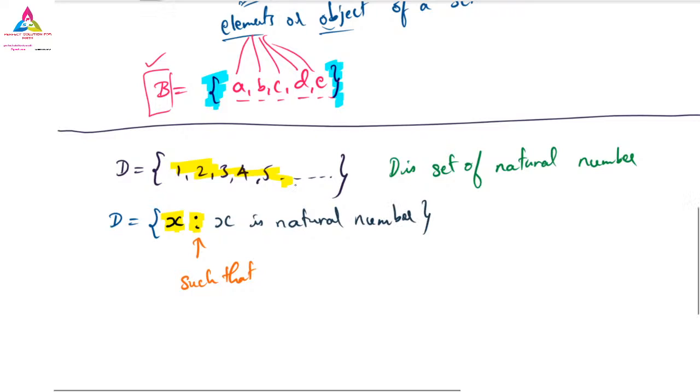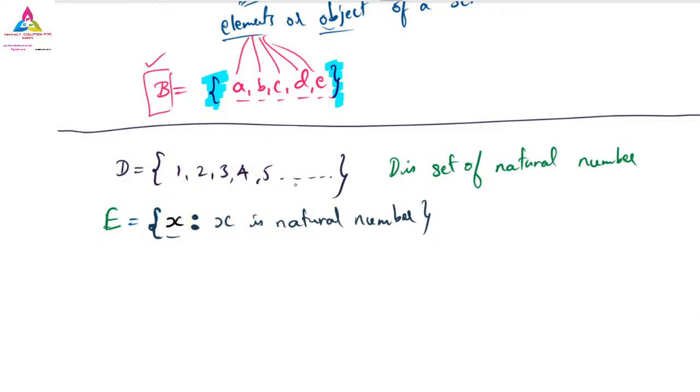Okay, I will change this name. Instead of D, I will take it as E. My question is whether this E and D are both the same or both different. Here x is a variable, where x is the natural number I have taken, and the two dots are the symbol for such that. So are D and E the same or different? It is the same. Yes, very good.